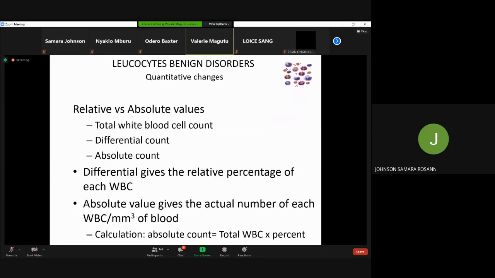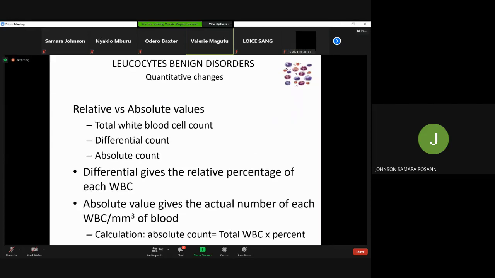So let's go into quantitative changes. Now, Prof has already gone through relative versus absolute values. And she's mentioned that, even when you get your hemogram, what you'll have is your total white blood cell count. And under that, they'll give you a differential count. The differential count tells you what the white cell count is made up of. It basically gives the percentages and or numbers of the constituents. For example, they'll tell you the neutrophil number, the lymphocytes, the eosinophils, basophils, monocytes. Okay, so that's your differential.